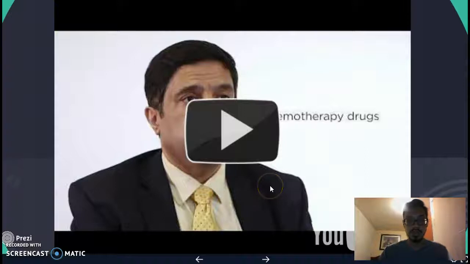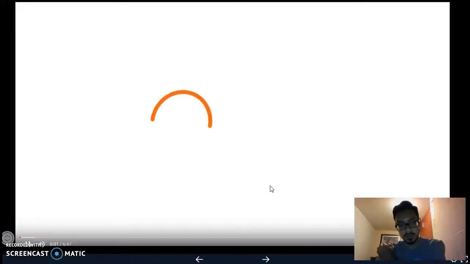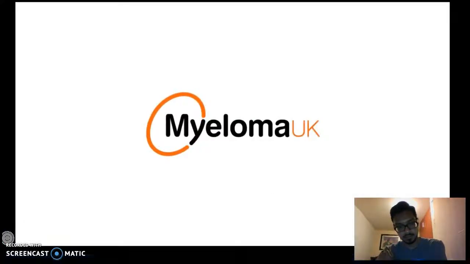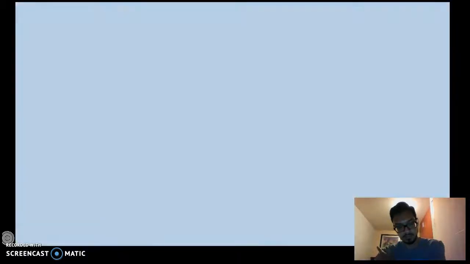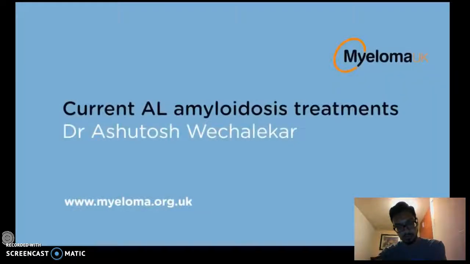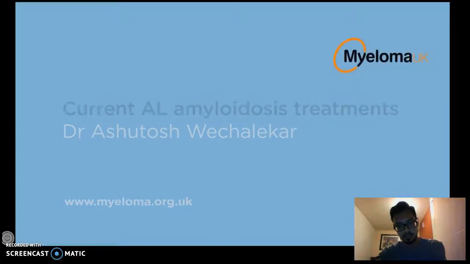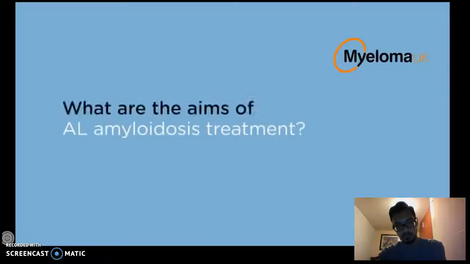Here we're going to talk about the treatment, immunotherapy treatment. The aims of treatment for amyloidosis are twofold. First is to achieve a reduction in the light chain protein to normal or as close to normal as possible. And secondly, for this to translate into improvement of symptoms and improvement of organ function.